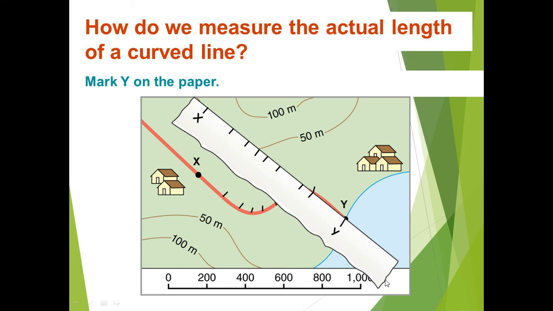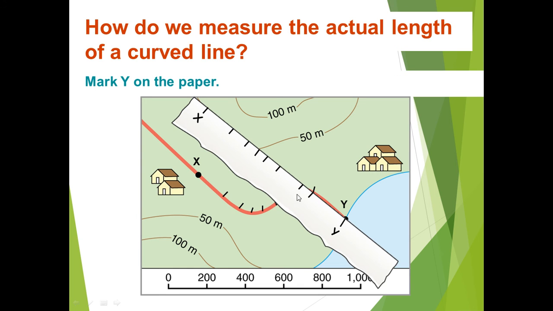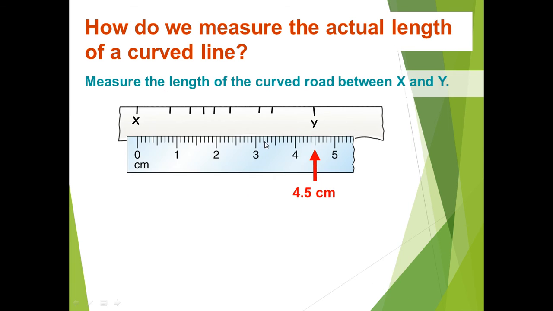Now, if you take a ruler and place it on this paper strip, you can measure the actual length between point X and point Y. Originally it is a curved line, but now you have made this curved line into a straight line. Now you can see the distance between these 2 points is 4.5 cm, and then you can repeat the procedure we did in the first part.